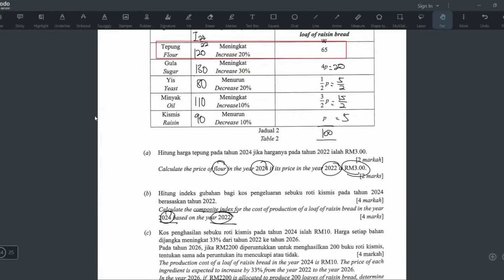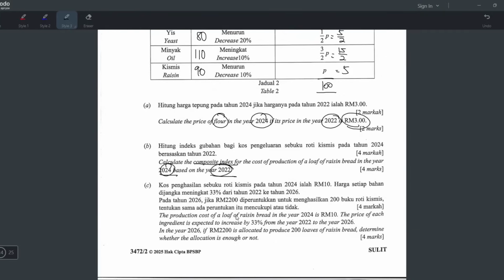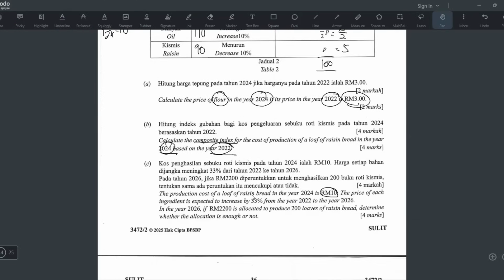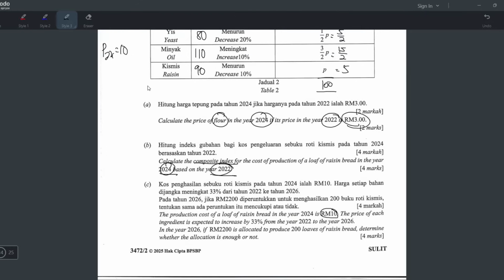Okay, let's read the C question. The production cost of a loaf of raisin bread in the year 2024 is 10 ringgit. So this 10 ringgit is definitely the price for 2024. But they never mention which ingredient, right? They just said the price of a loaf of raisin bread. I mean the cost. Okay, so if that's the cost of raisin bread, that means later you have to use the price index formula. Yeah, because when you find price, you will always use that formula. The first formula you learn, which is P1 over P0 times 100.